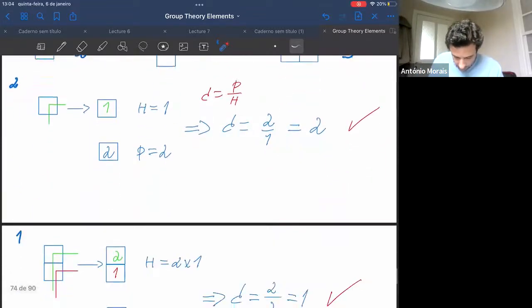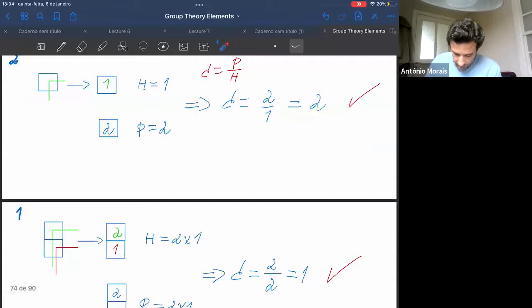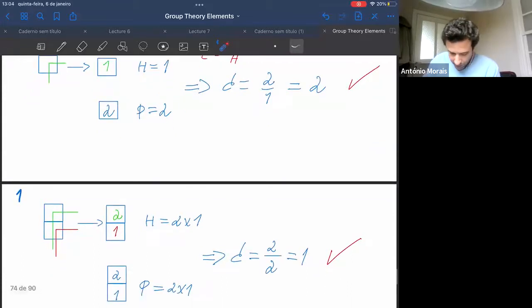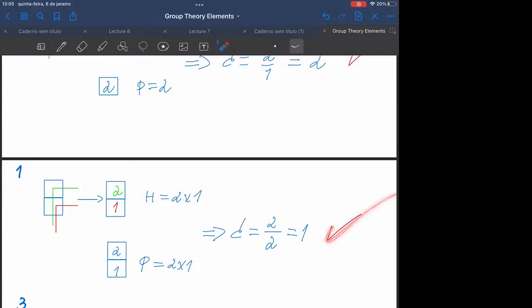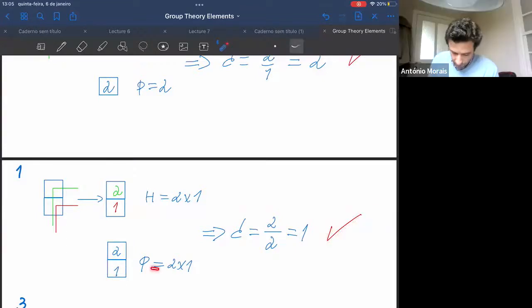Now what about the singlet? Look, this is P, so it's n factorial in both ways. So the hooks: the green hook passes through 2 boxes. The red hook passes through 1 box. So the hook factor is simply 2. P, in this case, when you have only one column, is always n factorial in both cases. Sorry, not p factorial, n factorial. Here, 2 times 1. So again, d equals 2 over 2, P over H.